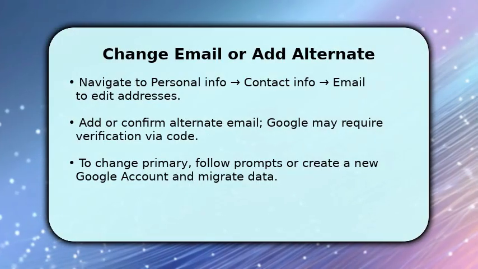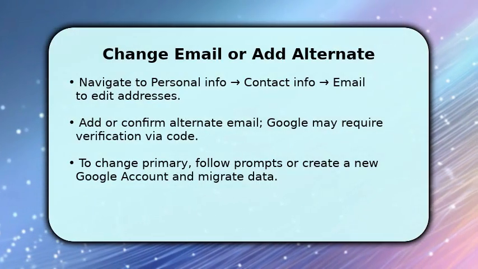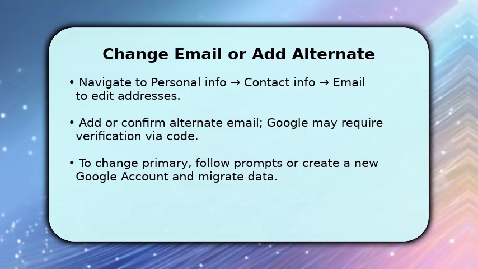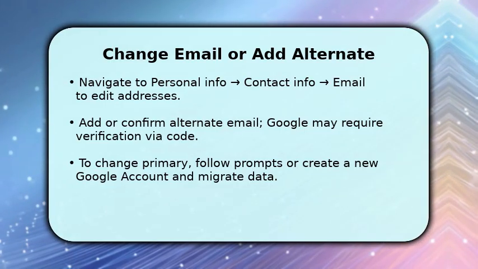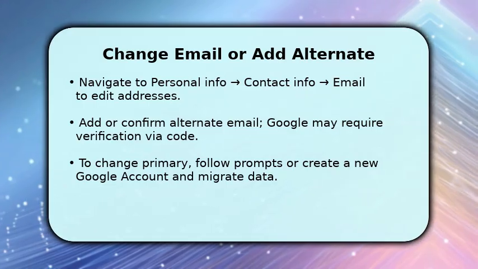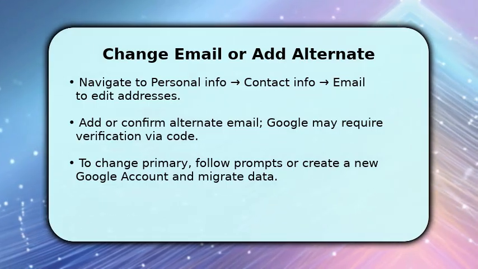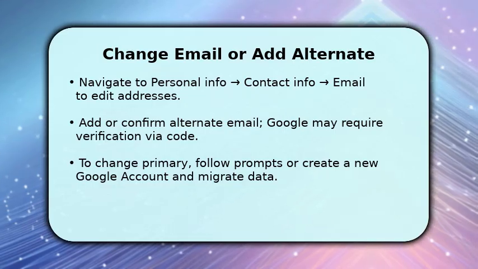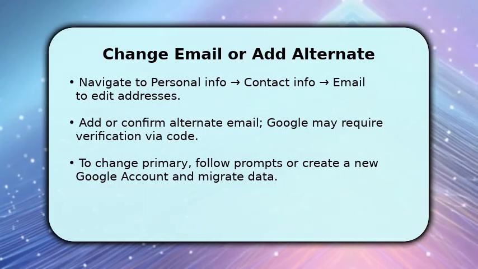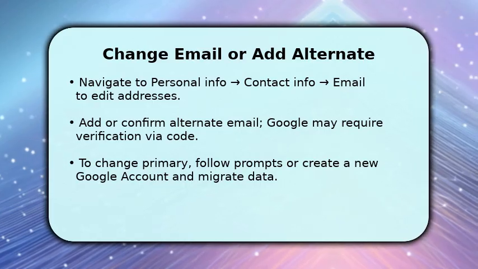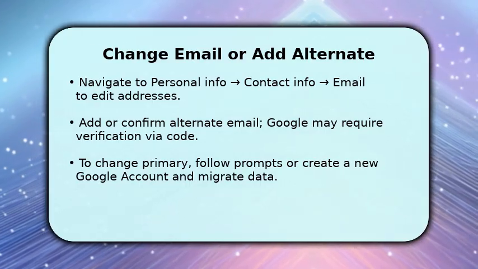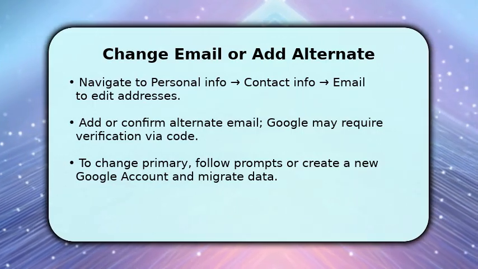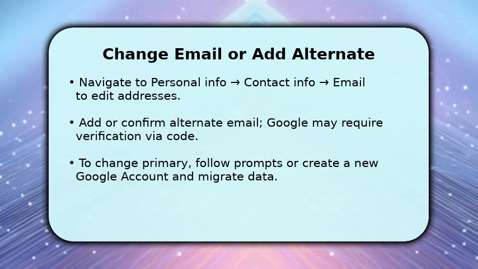You now change or add email addresses. Open personal info, then contact info and choose email. If adding an alternate, enter the address and confirm the verification code Google sends. This proves ownership. To change a primary Gmail address, note that many accounts don't allow renaming, so you may need to create a new Google account and migrate mail, Drive files, and settings. Use Google Takeout or share ownership for Drive to move data. These steps preserve continuity while complying with Google's rules.